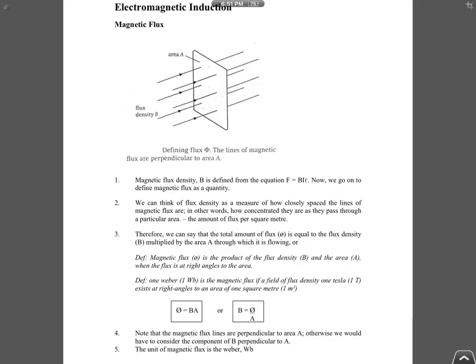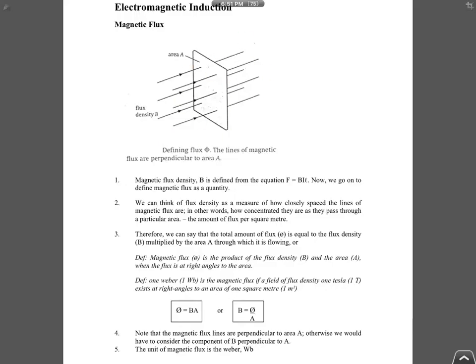So we're going to talk about what is flux linkage, what is cutting of flux, what is change in flux linkage, because they always refer to this. So let's talk about what is flux. Now, if you could imagine the magnetic fields, you can draw some lines to represent them. So imagine these are your magnetic fields.